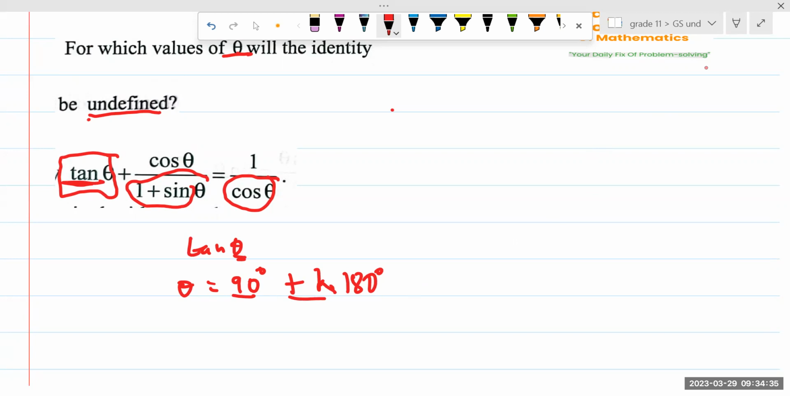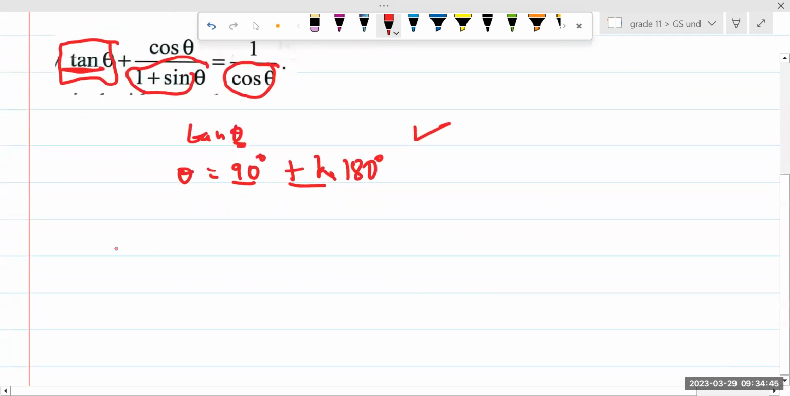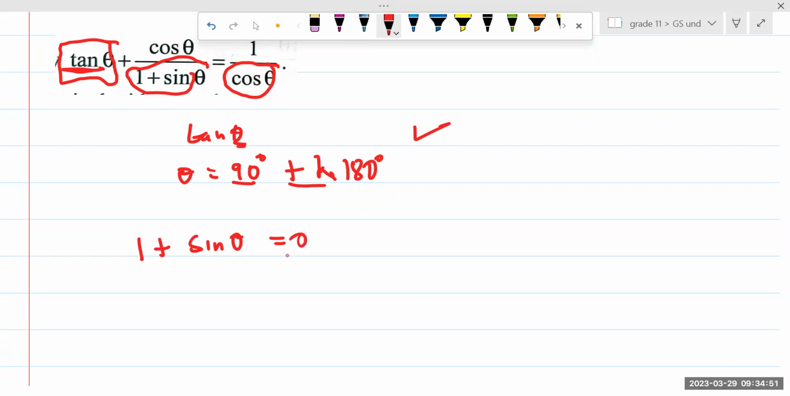That one is for tan. We're done with it. Every time, you start by checking if you have tan. Where tan is undefined, this thing is also going to be undefined. At least you'll get 1 mark for this. Where else is this thing going to be undefined? When 1 plus the sine of theta is equal to 0. If 1 plus sine of theta is equal to 0, this thing here is going to be undefined.